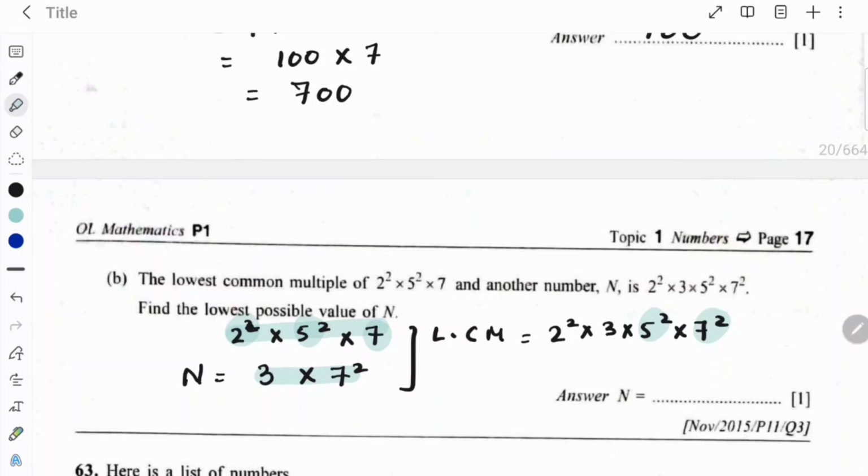Yes, the LCM will become 2 square between these two numbers. I'm talking about between these two numbers. If LCM is 2 square into 3 into 5 square into 7 square, okay, so 3 times 49, you just calculate, which is equals to 3 9s are 27. 147 is the right answer.